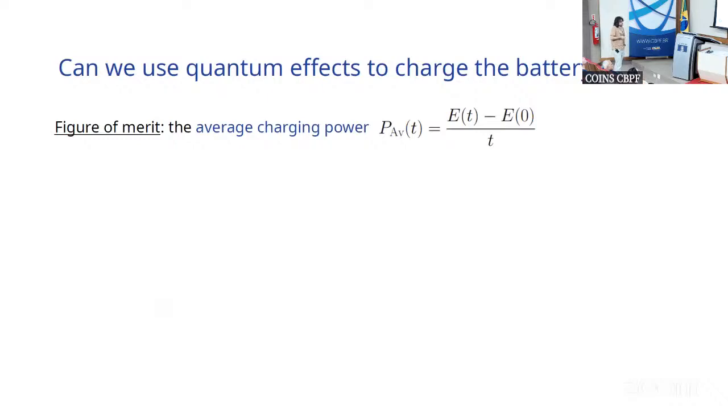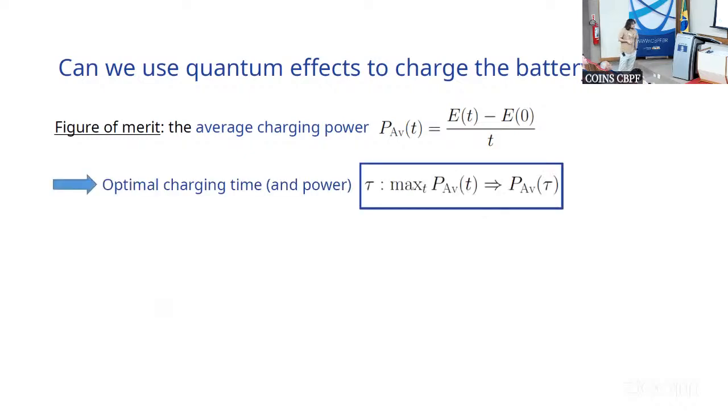And the figure of merit that we are going to study is the average charging power, which, without too much fantasy, is simply the subtraction between the energy at time t and the energy at time 0, divided by time. So this is the average charging power. And of course, you can also define some optimal charging time, which is, for our purposes, simply the moment at which the charging power is maximized. So you maximize over t the charging power, and you define the optimal charging time, tau, and the optimal charging power.